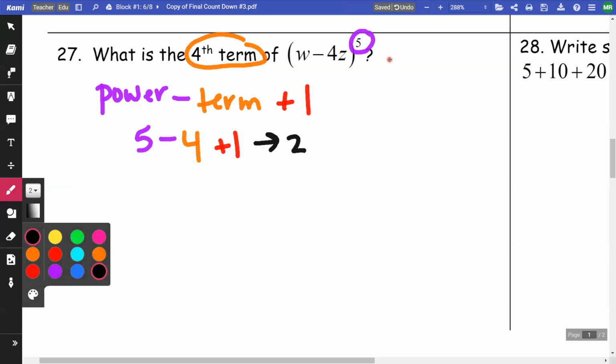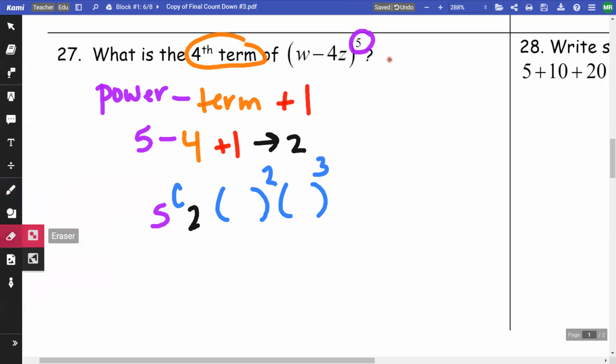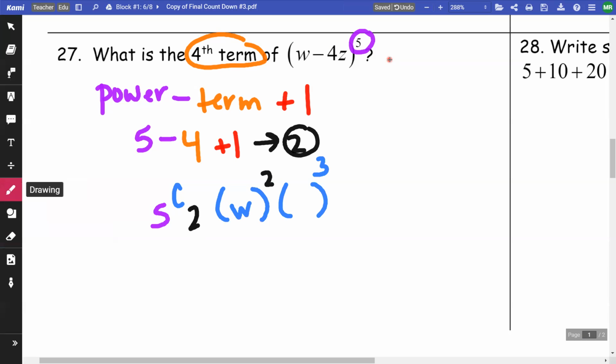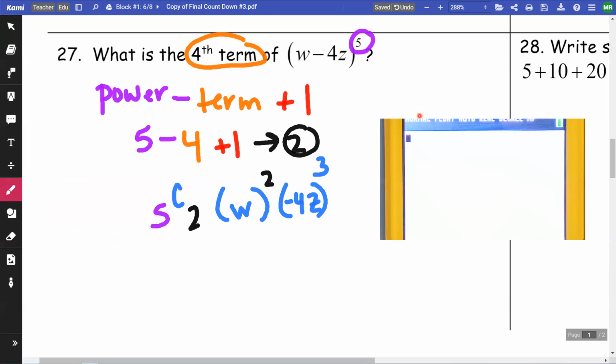So now I am going to take 5 choose 2, and then I'm going to have something to the power 2 and something to the power 3 because 2 plus 3 adds up to 5. And again, this 2 is the same 2 as the one I found here. Now my first term is W being raised to that power. My second term is a negative 4Z being raised to that power. And then I'll put this into my calculator.